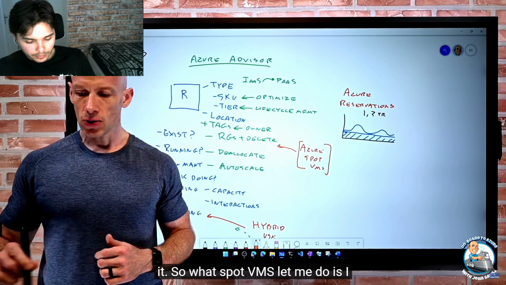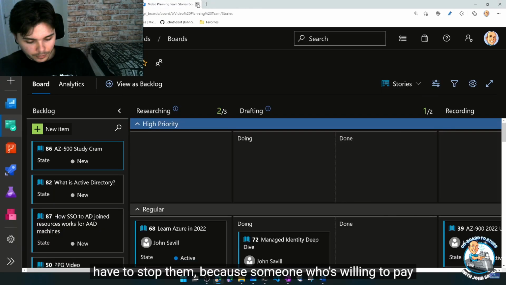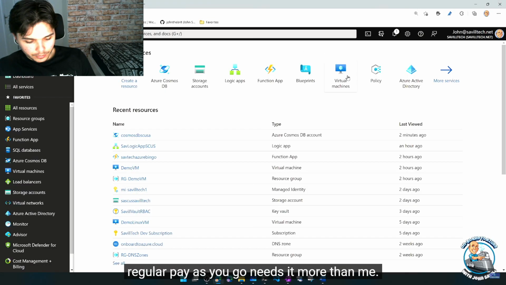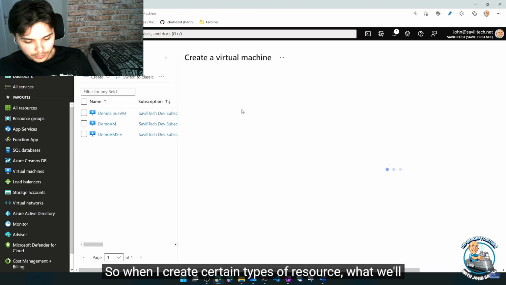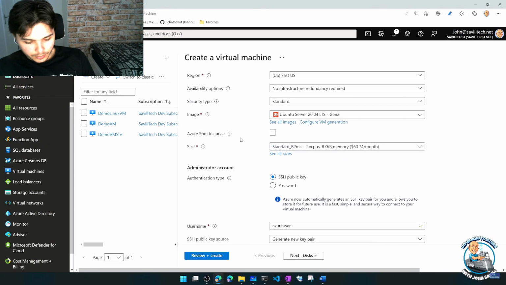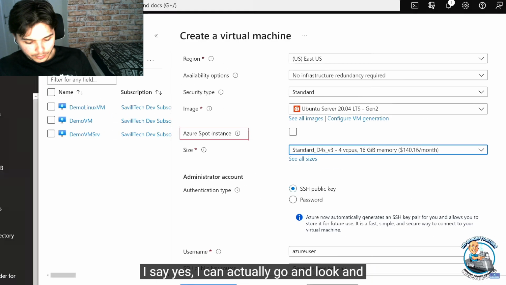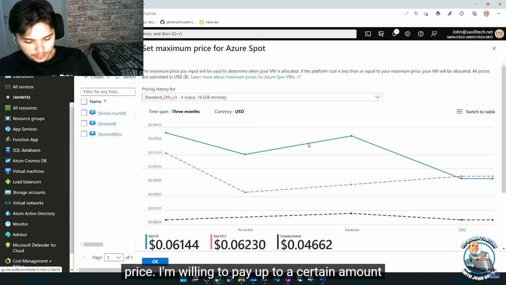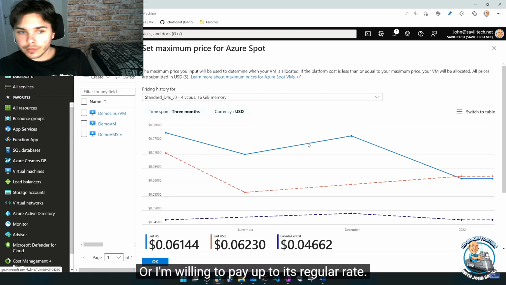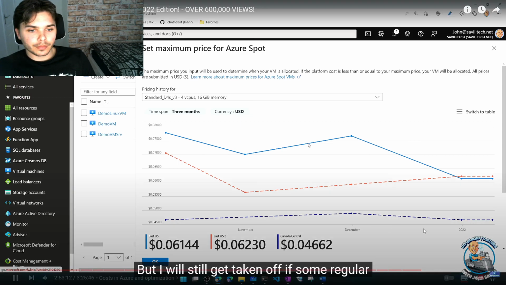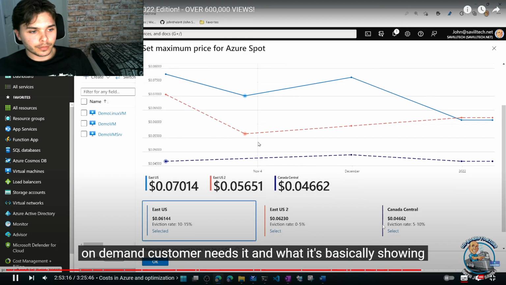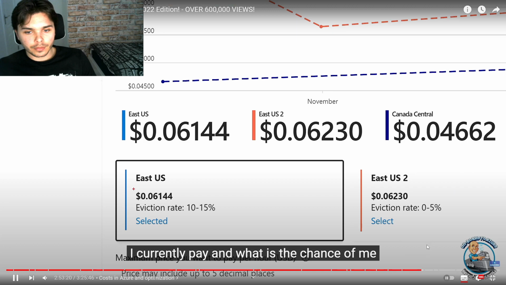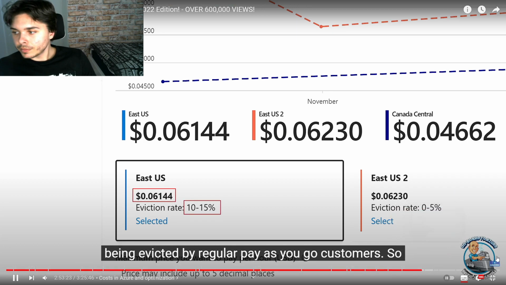So what Spot VMs let me do is I can say, hey, look, I want to create some VMs, but you know what? I'm okay if you have to stop them because someone who's willing to pay regular pay as you go needs it more than me. So when I create certain types of resource, what we'll actually see is, let me change the SKU, this idea of Azure Spot instance. And if I say yes, I can actually go and look. I can set a price. I'm willing to pay up to a certain amount of money, or up to its regular rate, but I will still get taken off if some regular on-demand customer needs it. And what it's showing me here is what price I currently pay, and the chance of me being evicted by regular pay-as-you-go customers.